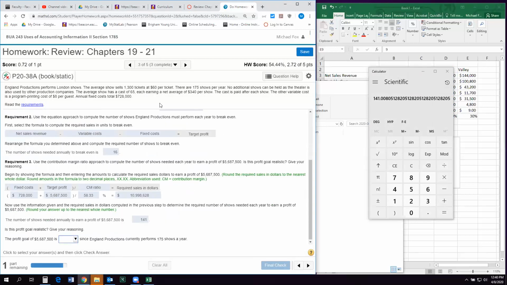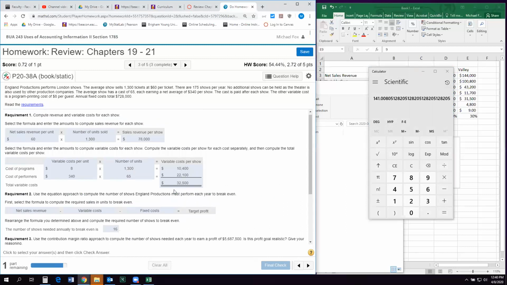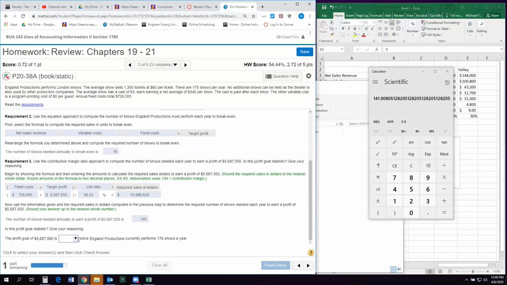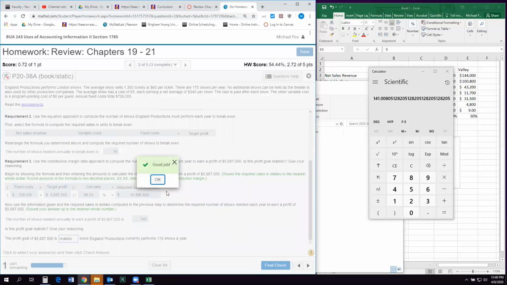Now it says, is it realistic? Well, I can do 175 shows per year. So if I can keep the shows filled and earn at least that much revenue per show, then yes, I'll get that goal or even better. So it is realistic. And that's it. That was number 3. And again, I hope it was useful.